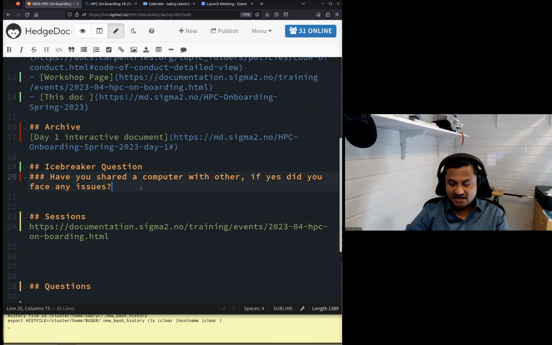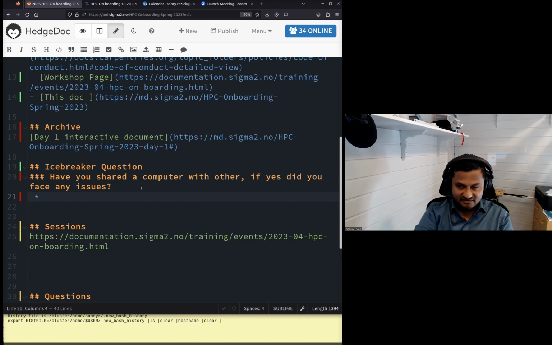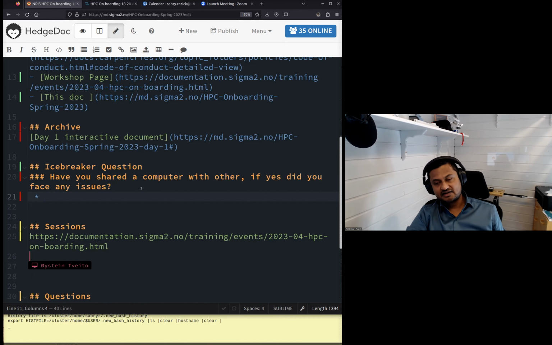Again, as a start, and to make sure that everybody has logged into the shared document, we'll start with the icebreaker question. This question might not be relevant for everybody, but people who see it's relevant, please go and answer. But if people see that it's not relevant for them, they can also comment on this. So the specific question is: Have you shared a computer with anybody?